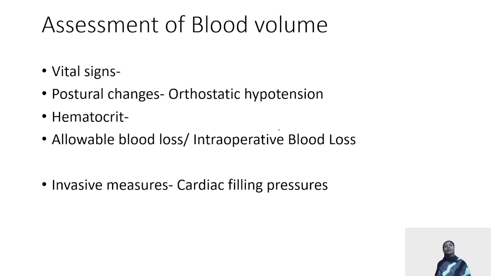Then hematocrit can be used. You have an allowable blood loss and the actual intraoperative blood loss that is taking place. For that, you can calculate and you know that this is the amount of blood that the patient can afford to lose before compromising his hemodynamics. Then you can use certain invasive measures like your cardiac output monitoring.